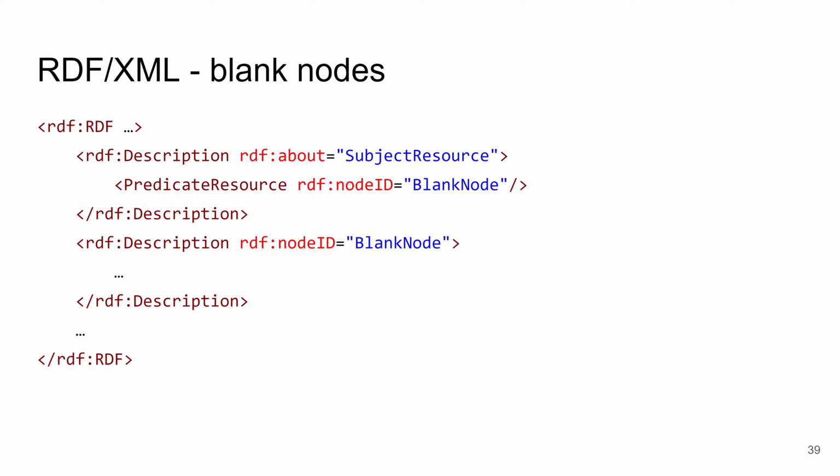In RDF/XML, we may have blank nodes where we still need blank node IDs. So for that, we may see the rdf:nodeID attribute used.